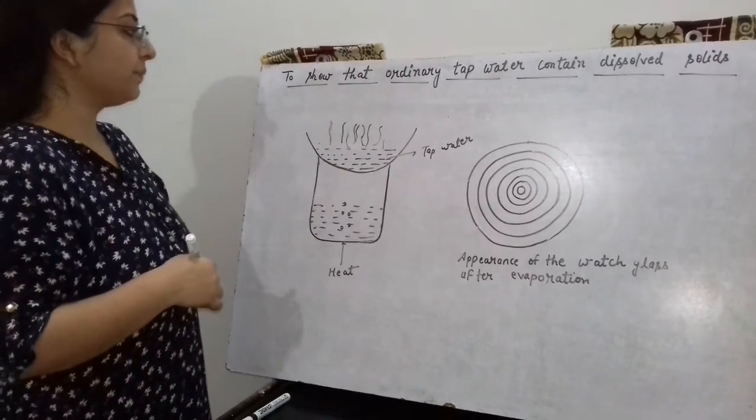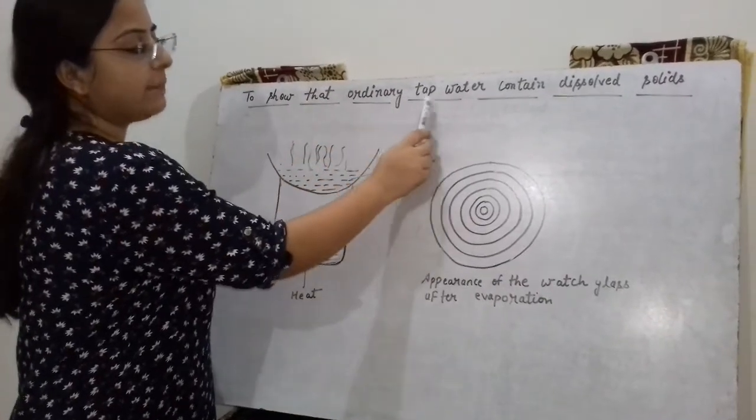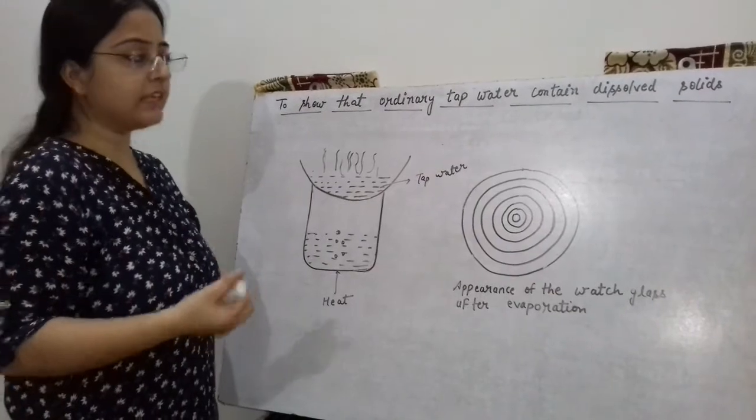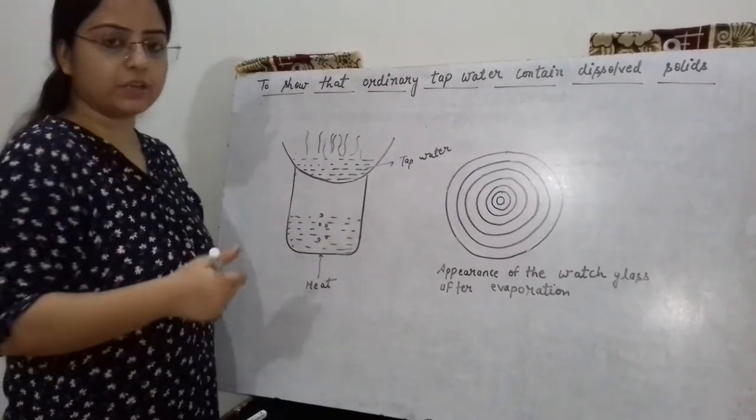Dear students, our next topic is to show that ordinary tap water contains dissolved solids. The tap water contains some dissolved solids present in it, and we have to show this here.